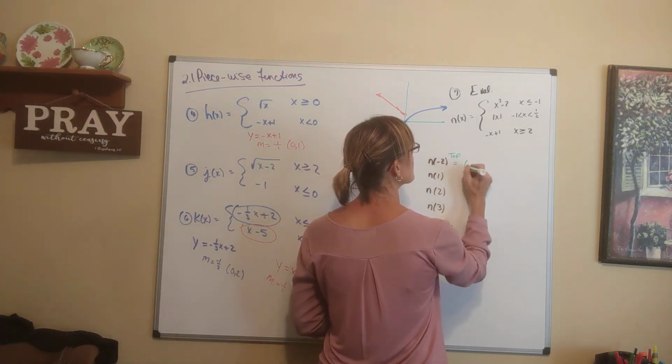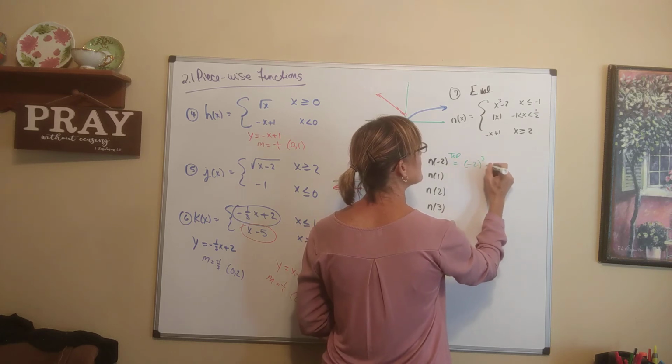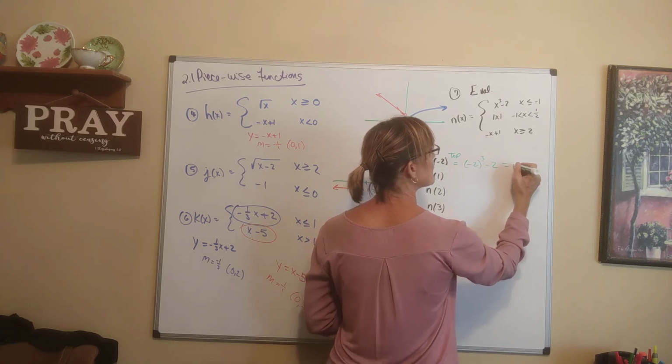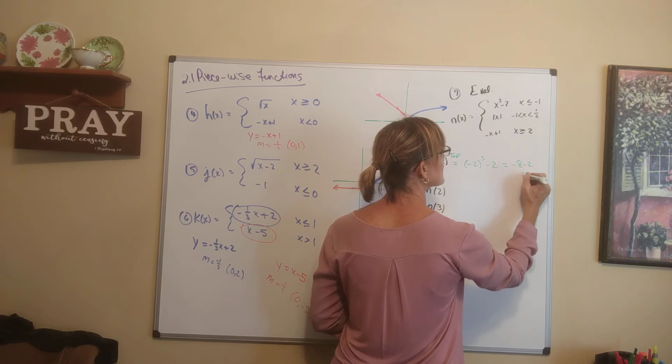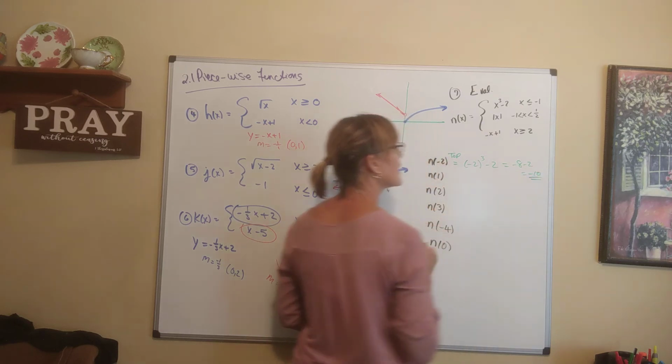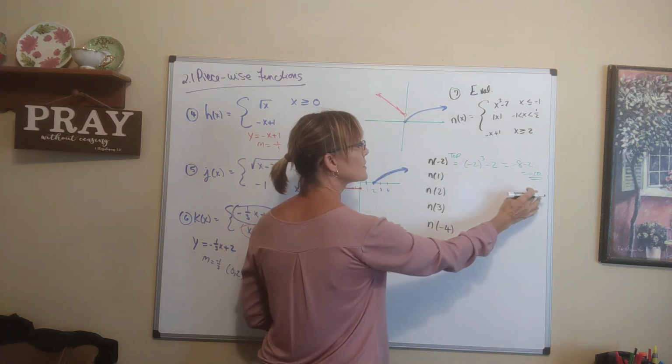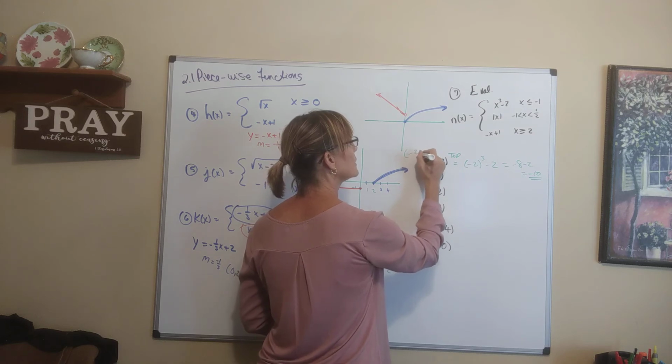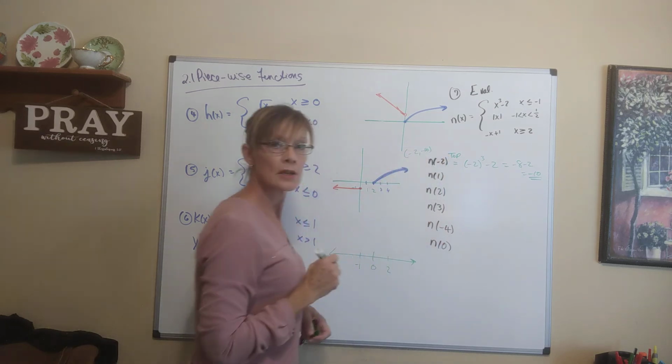So this is going to equal negative 2 cubed minus 2, which is going to give you negative 8 minus 2, which is negative 10. That is n of negative 2 equals negative 10. This is 1 point on my piecewise function.